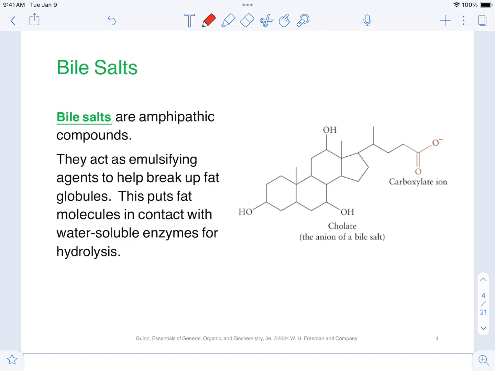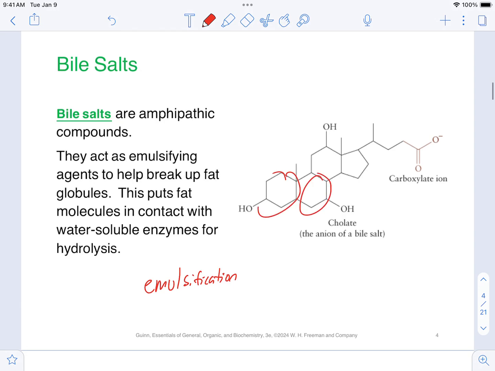Starting with bile salts. Bile salts are stored in the gallbladder, and then they are released into the small intestine during digestion to break up the fat globules. This process is called emulsification. So here you have your 4 rings fused together. Folate is an example of a bile salt.